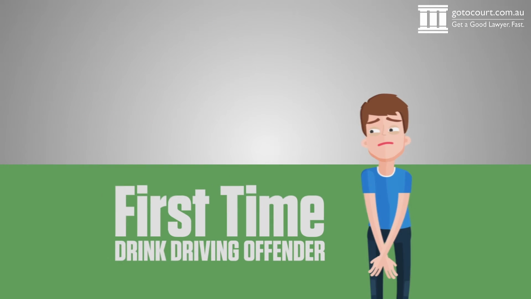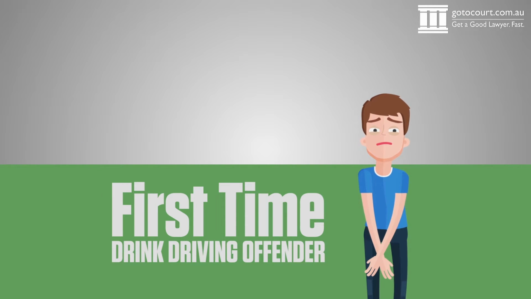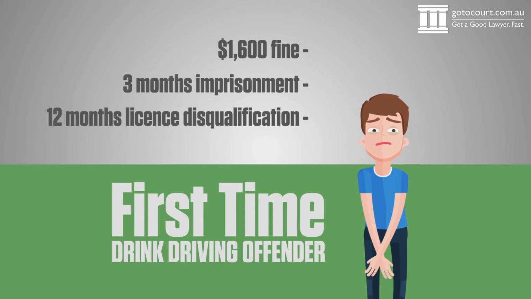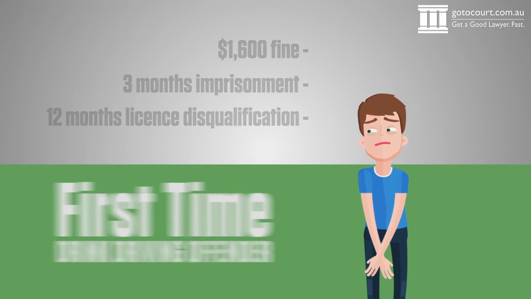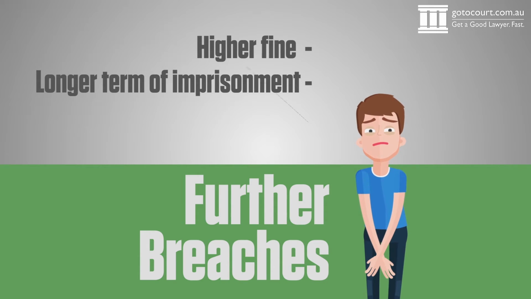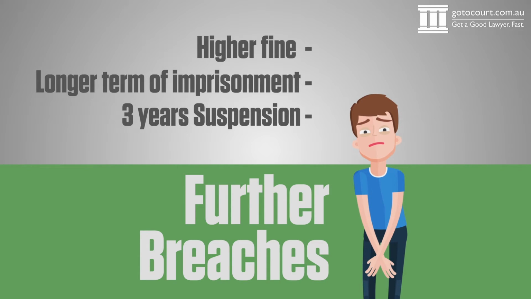For example, a first-time drink driving offender will receive a fine of up to $1,600 or 3 months imprisonment and a licence disqualification for at least 12 months. Any further breaches will attract a higher fine or longer term of imprisonment and a suspension or disqualification from driving of no less than 3 years.